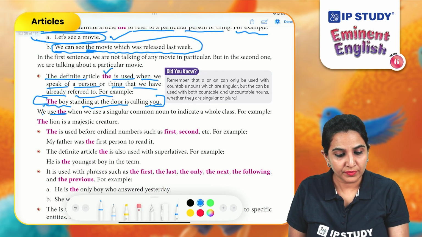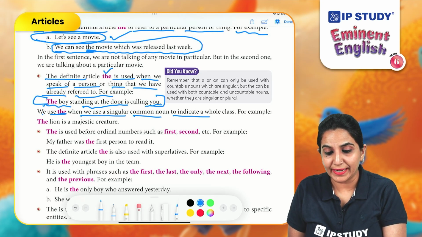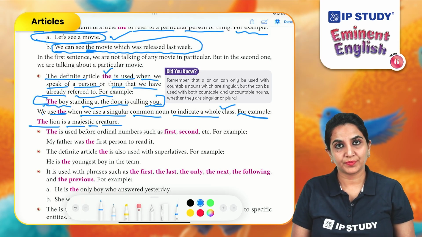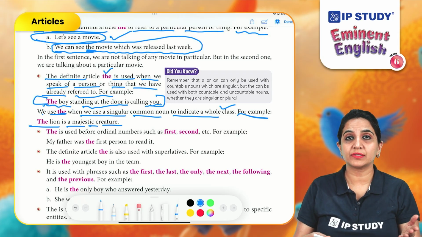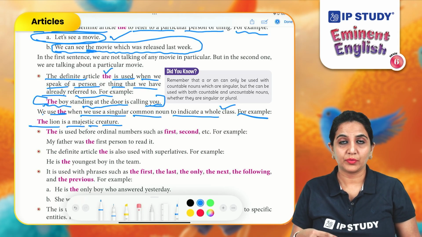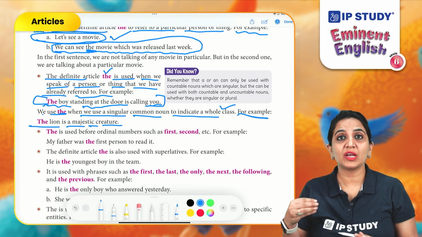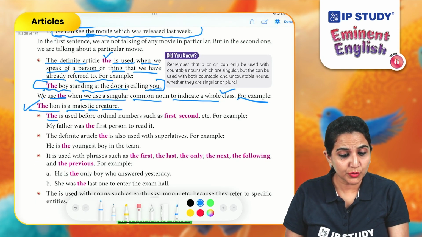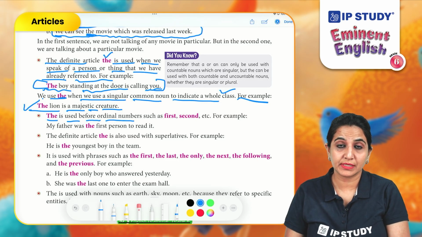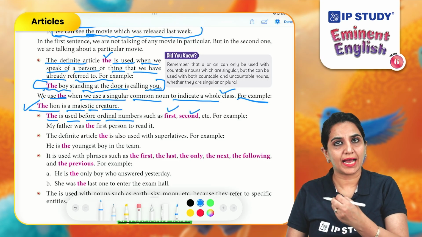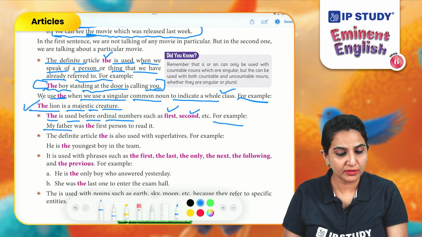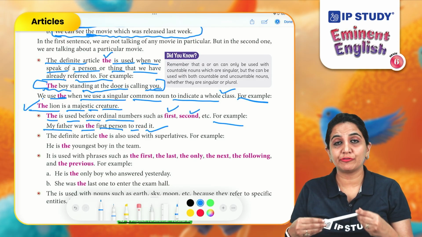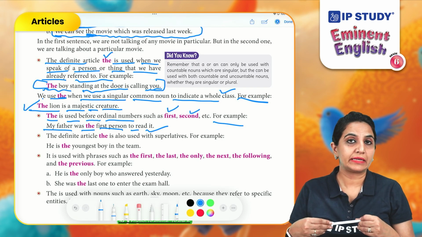We use the when we use a singular common noun to indicate a whole class. For example, the lion is a majestic creature. Right? So we are referring to the whole class of lion. The lion. Right? And we are pointing out a specific quality of the lion. So this is the definite article. The is used before ordinal numbers such as first, second, third, fourth and so on. For example, my father was the first person to read it. So when you are referring to ordinal numbers like first, second, fourth, etc., we use article the.